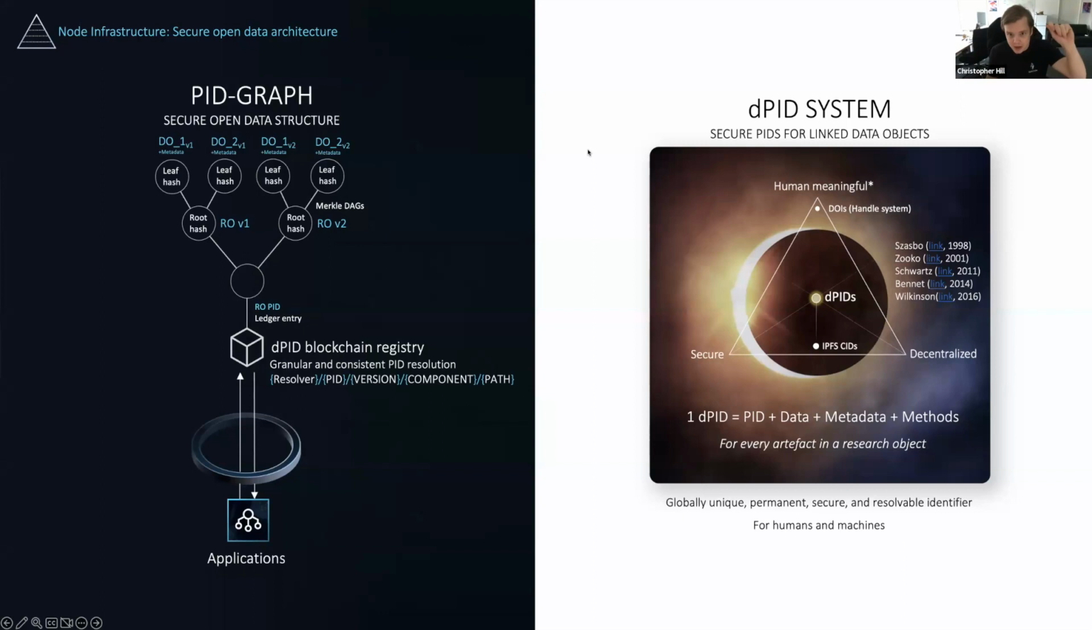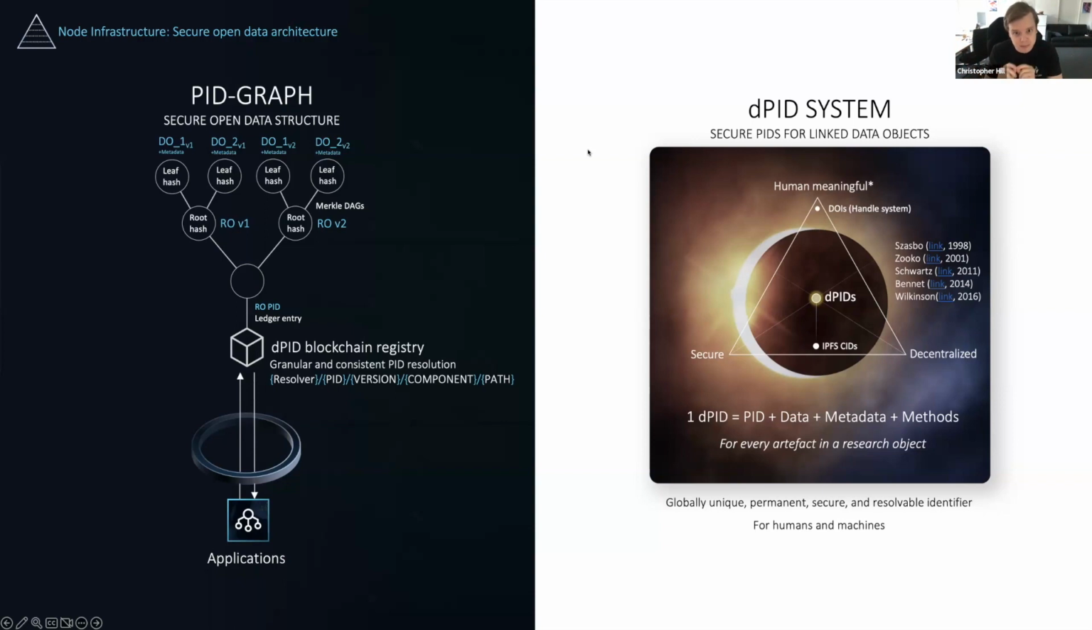And today, DOIs, so these are the PIDs of the scientific record, they're only human meaningful. But they're not even human meaningful because there's a schema that enforces them in a way that it's not. So IPFS CIDs, for those of you that are familiar with IPFS, have the properties of security and decentralization, but they're not human meaningful. They form very, very long links, very long hashes.